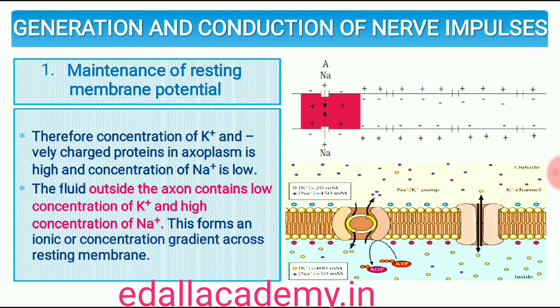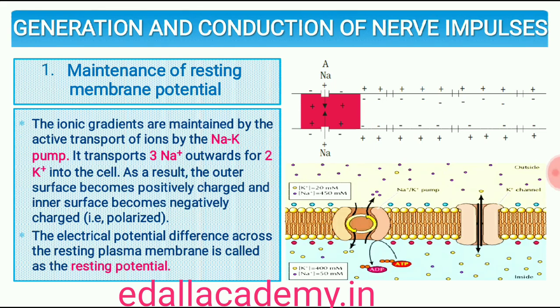In contrast, the fluid outside the axon contains a low concentration of K+ and a high concentration of Na+, and thus forms a concentration gradient. These ionic gradients across the resting membrane are maintained by the active transport of ions by the sodium-potassium pump, which transports 3 Na+ outwards for 2 K+ into the cell. As a result, the outer surface of the axonal membrane possesses a positive charge while its inner surface becomes negatively charged and therefore is polarized. The electrical potential difference across the resting plasma membrane is called the resting potential.